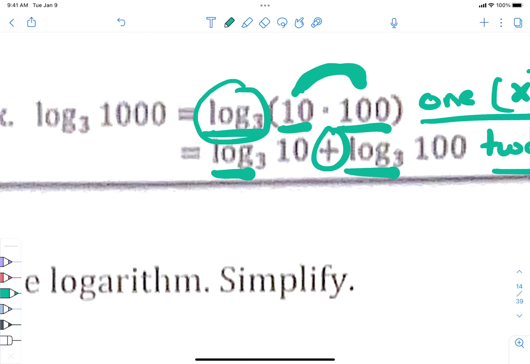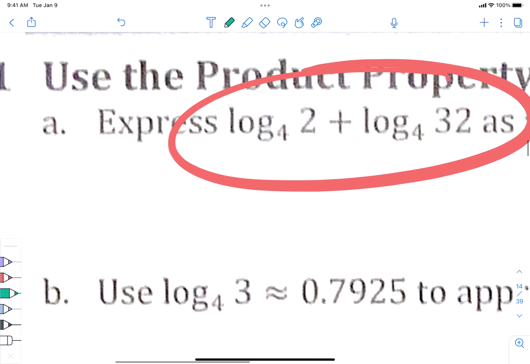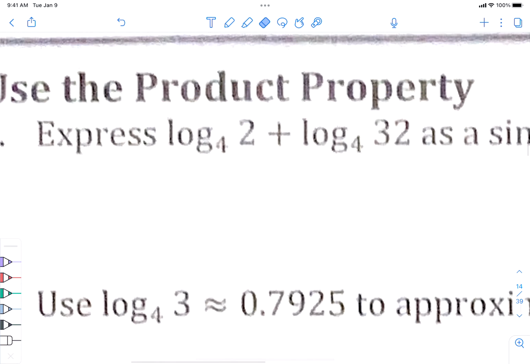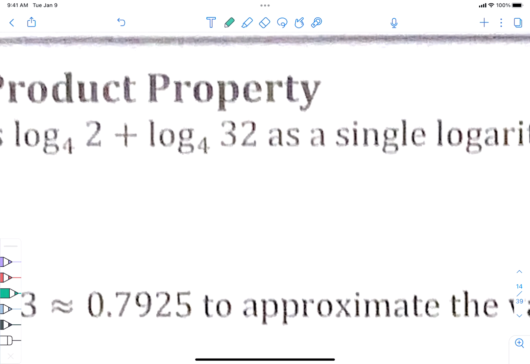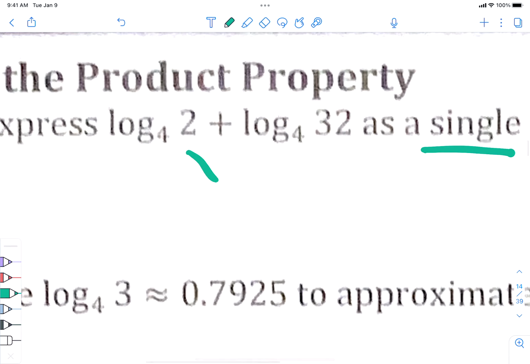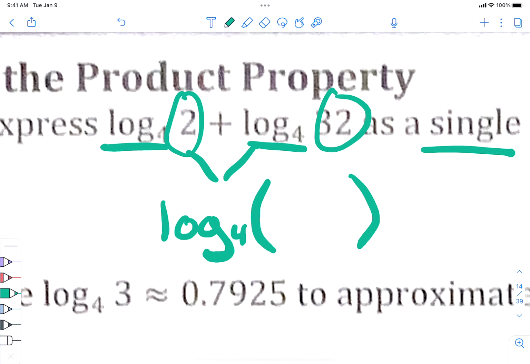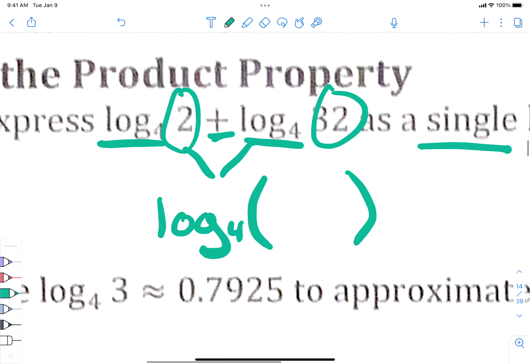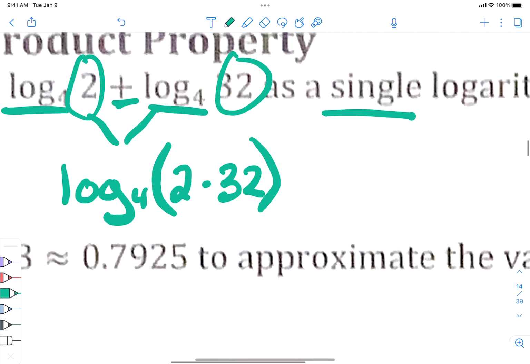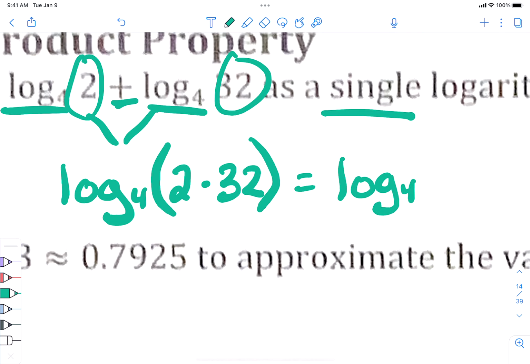It takes a little bit to get the hang of it, okay? So here we go. We are trying to put this into a single log, which means one piece, right? I want to combine these into one log. And the base of that log is going to be 4 because it's log 4 and log 4. So we want a log base 4, okay? In the first piece, I was taking log of 2. In the second piece, I was taking log of 32. And because I'm adding those together and combining them into one, add means multiply. I'm going to take 2 times 32, which in turn will become log base 4 of 64.